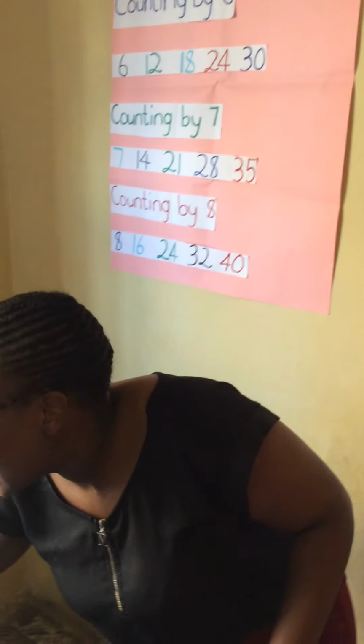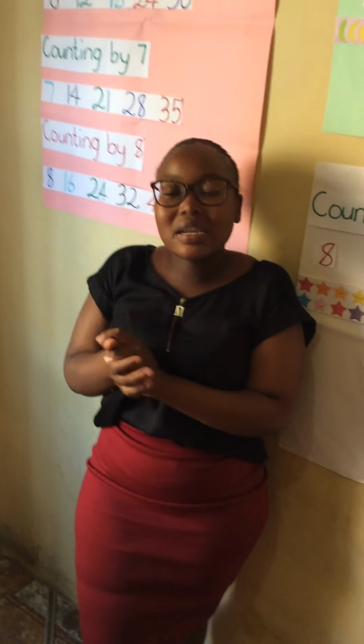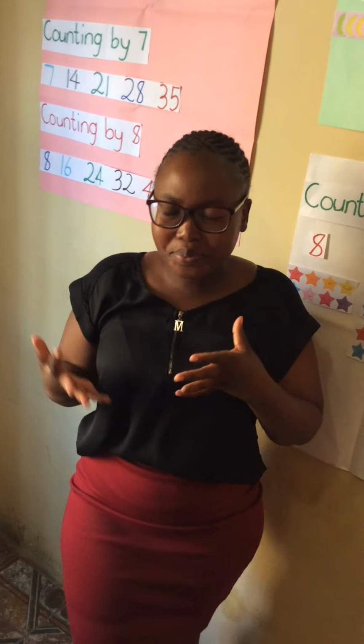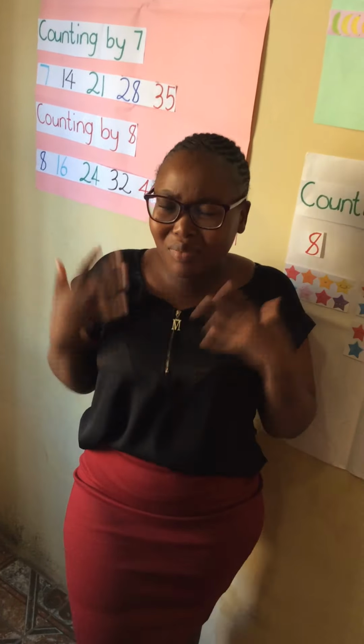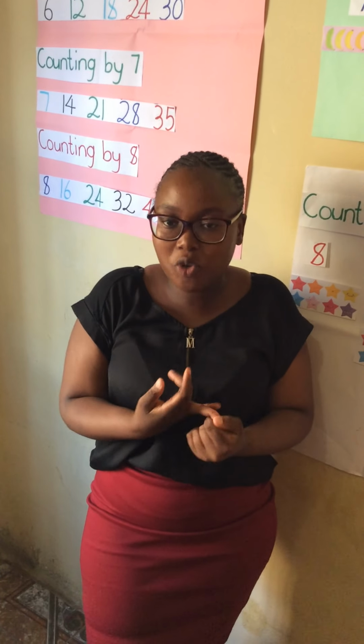Thank you. And now, how will I check for understanding in my learners? To check for understanding, I'll have 3 learners say out loud the counting by 6. One learner will count by 6, and the rest of the class follows that learner. Then another learner will count by 7, and the rest of the class will follow suit.